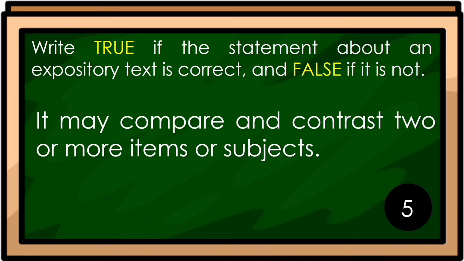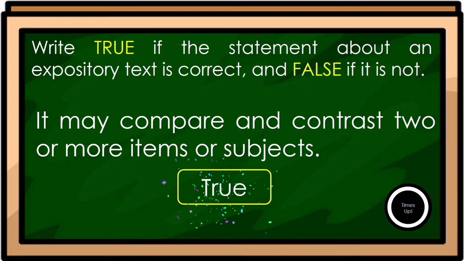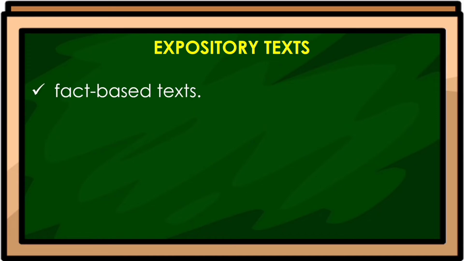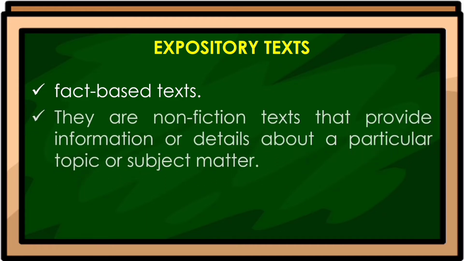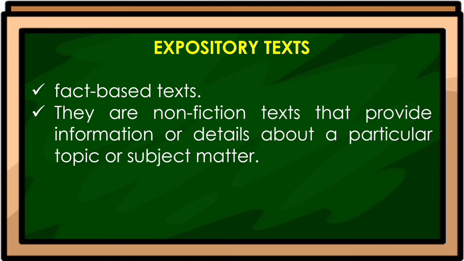It may compare and contrast two or more items or subjects. Is it true or false? If your answer is true, then you are correct. Alright, so for us to better understand what an expository text is, it is a fact-based text. So meaning to say, it is proven to be true. And they are non-fiction texts that provide information or details about a particular topic or subject matter.